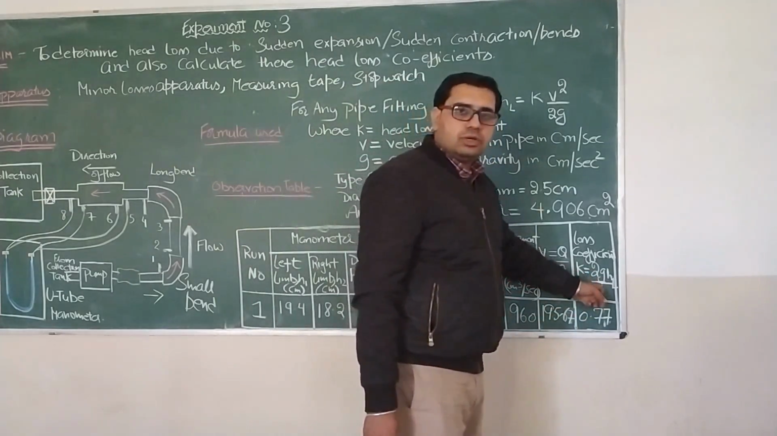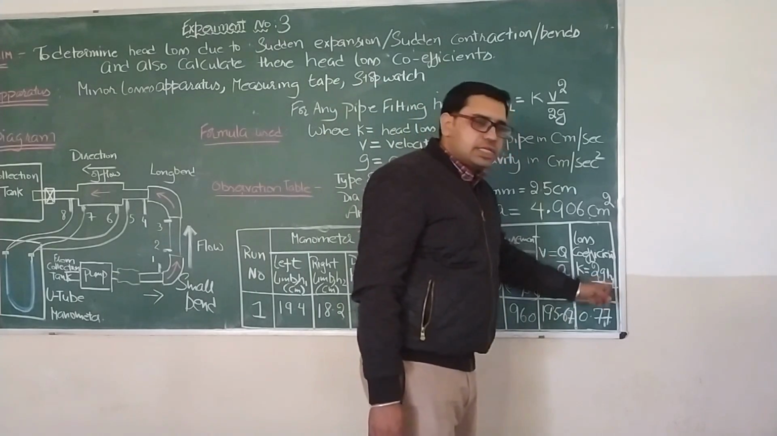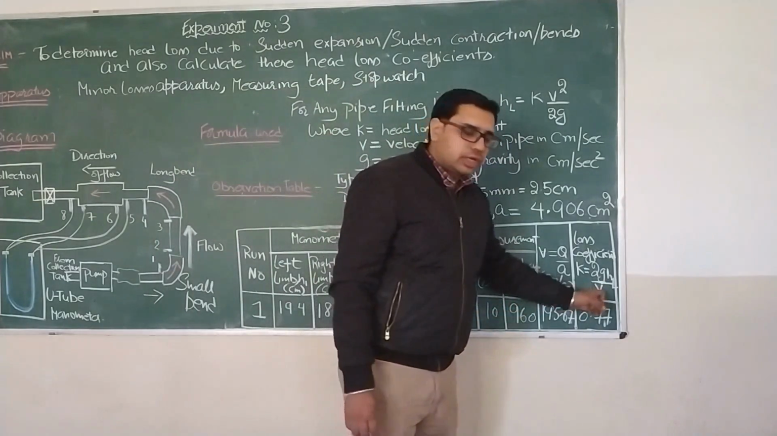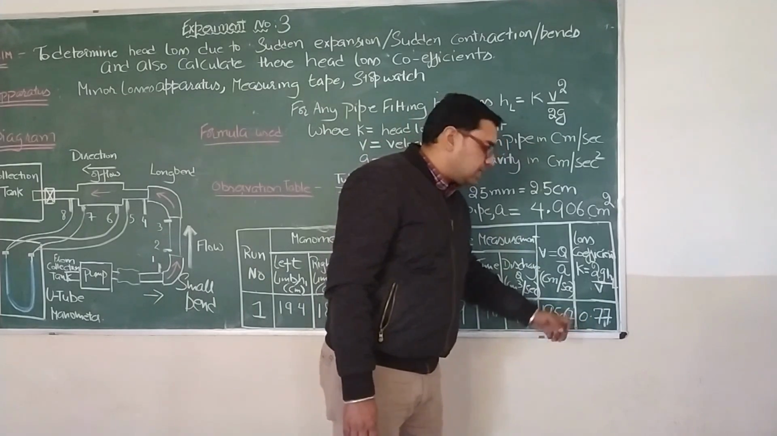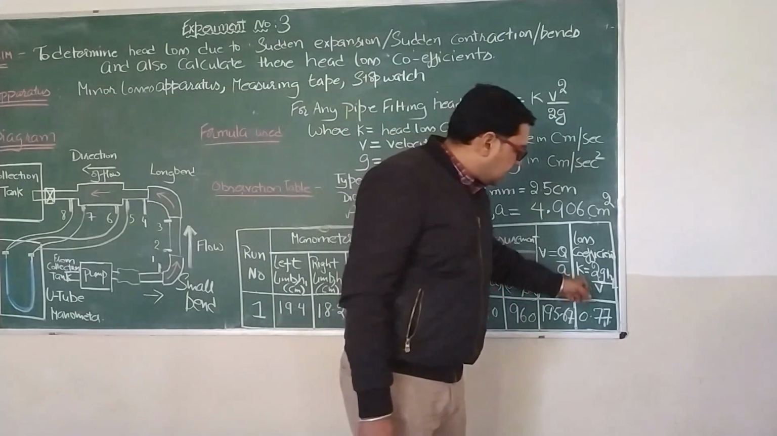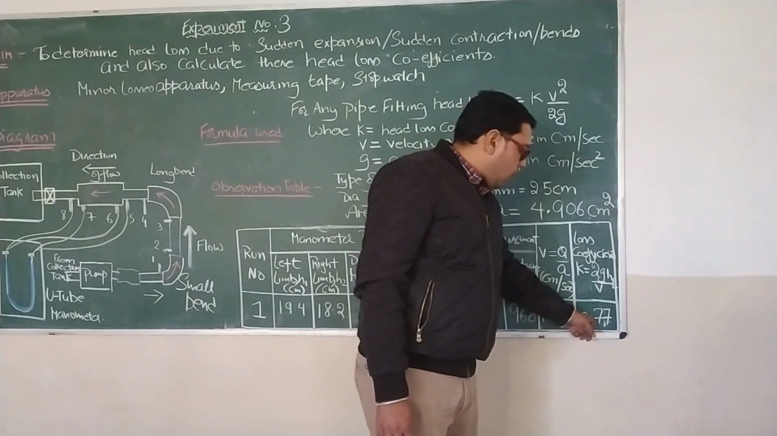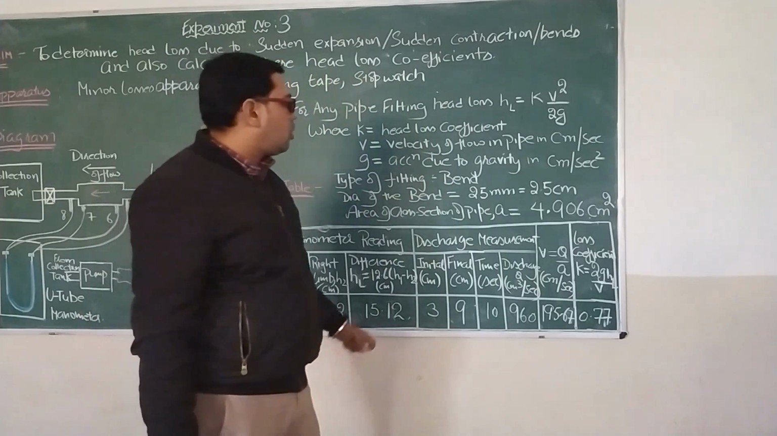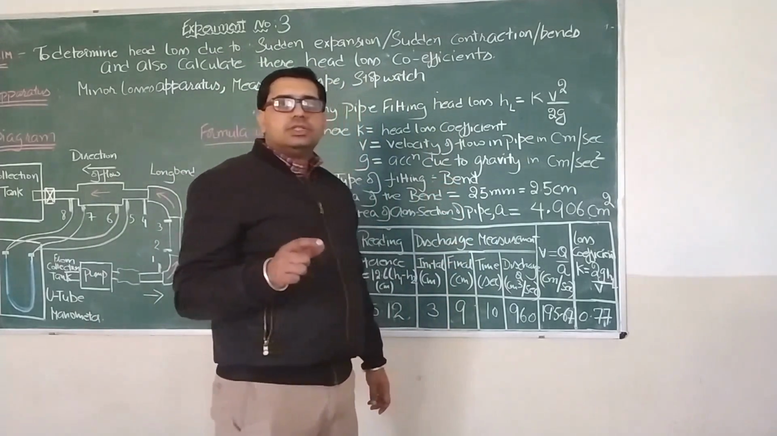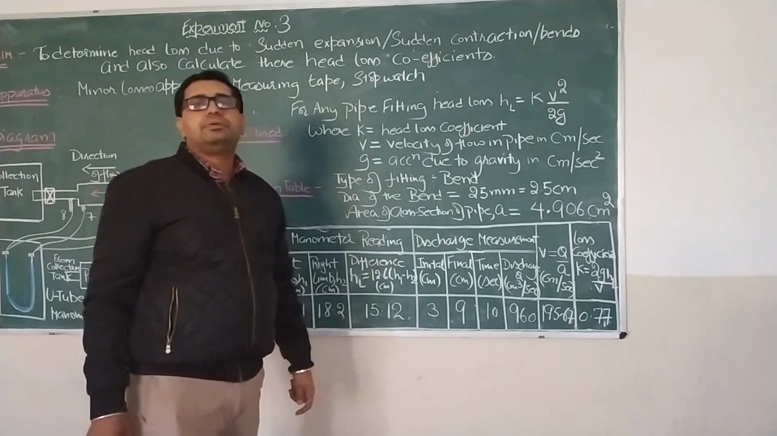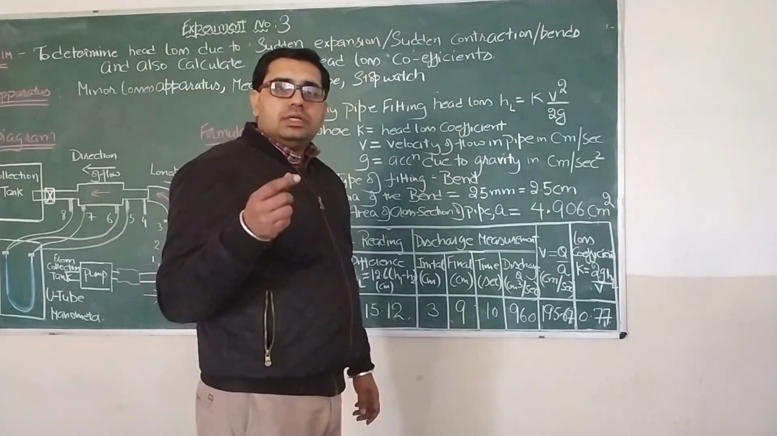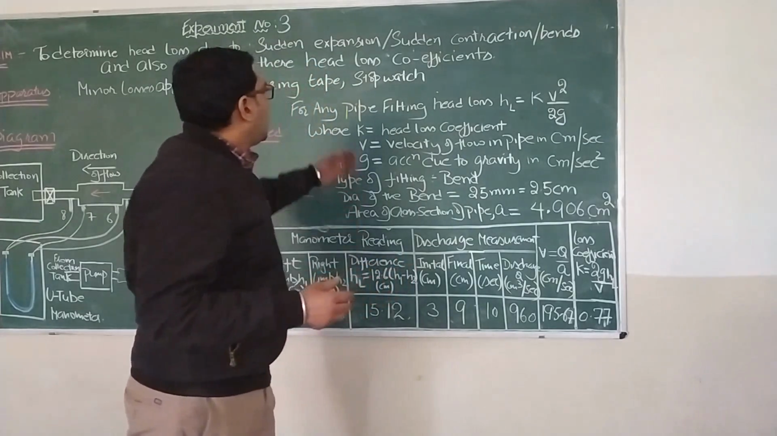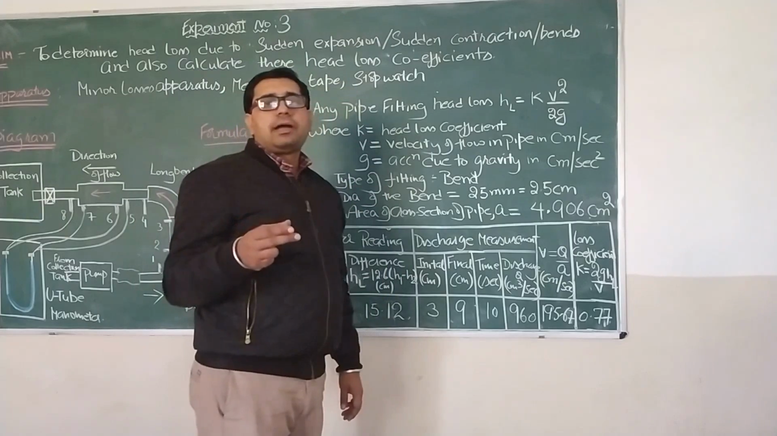Now G you know, it is the standard value. HL we have calculated, it is 15.12. V we have also calculated, it is 195.67. If you substitute this, K will come out to be 0.77. So this is the value of the head loss coefficient in case of the short bend. Similarly, you can apply the same procedure to the long bend, to the sudden contraction, to the sudden expansion, and you can calculate your head loss coefficient for those pipe fittings.